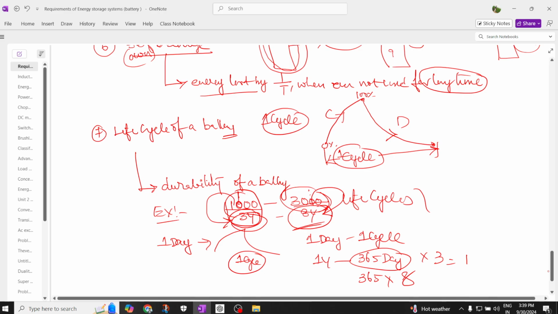So the life cycle of a battery varies from 1000 cycles to 3000 cycles. 1000 cycles I am going to call a 3 years lifespan, and the next one you are going to call an 8 years lifespan. So this is nothing but the life cycle of an electric vehicle battery.